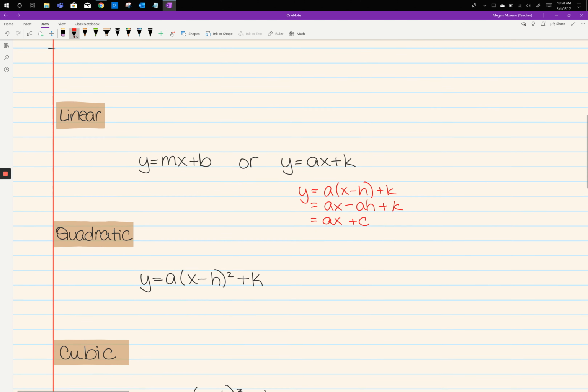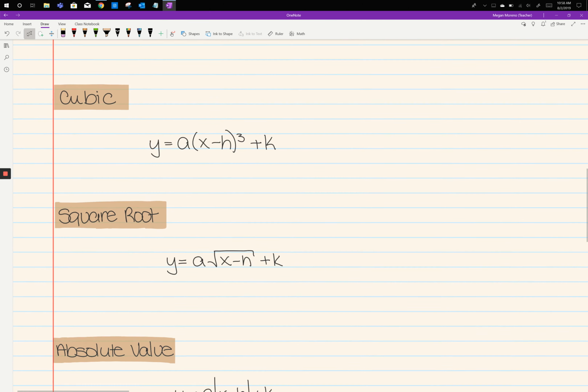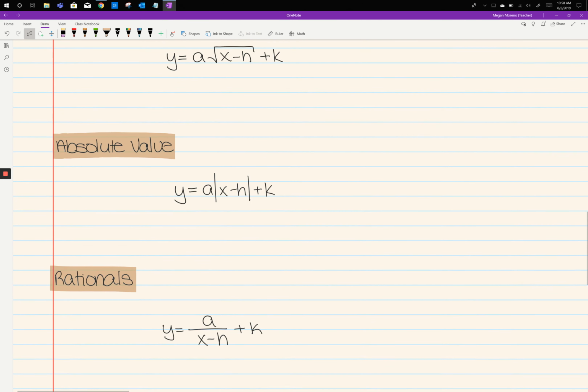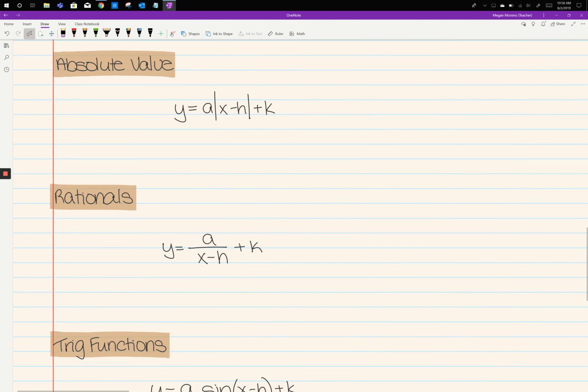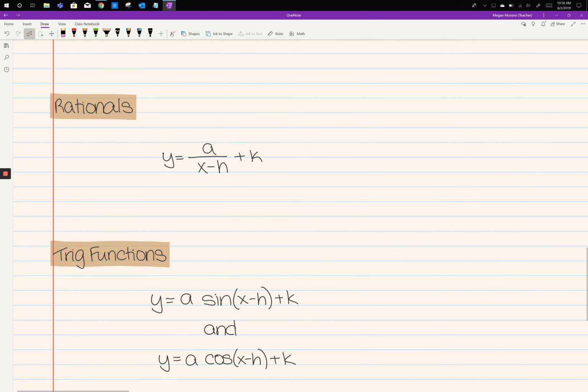Our quadratic function, we proved earlier. Cubic, same thing. Square root, same thing. Absolute value, rationals, and trig functions. Just as long as you know what k represents, what h represents, and what a represents, you can use that rule that we described earlier to figure out how the transformation is occurring from our parent function.